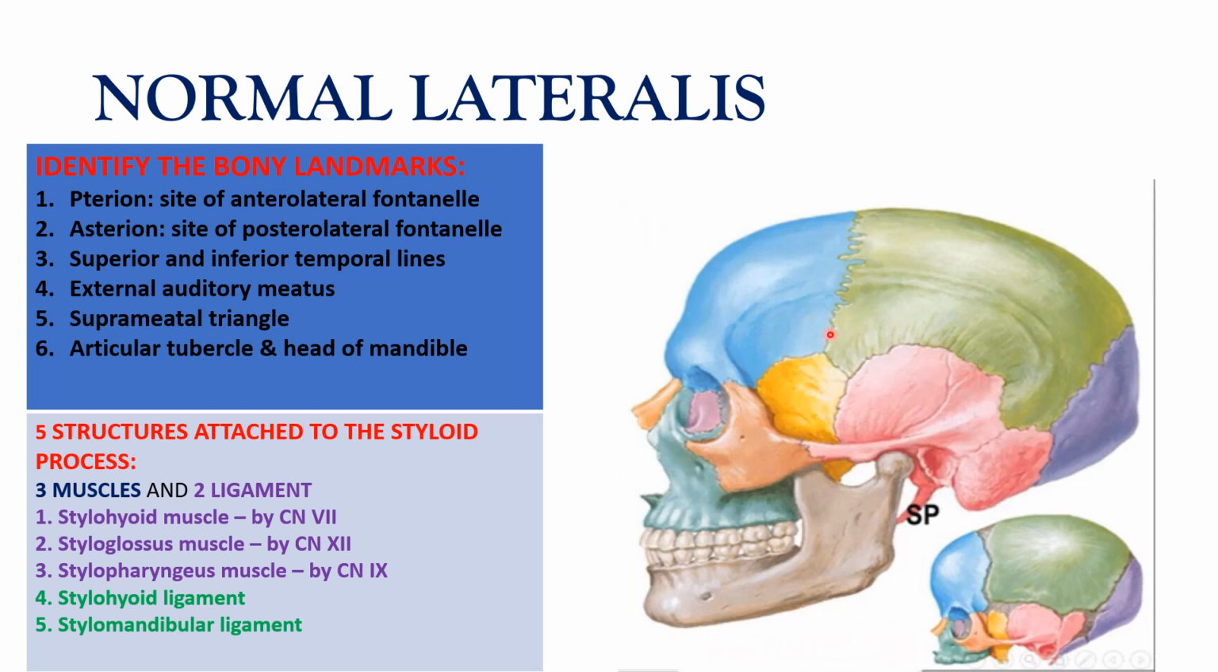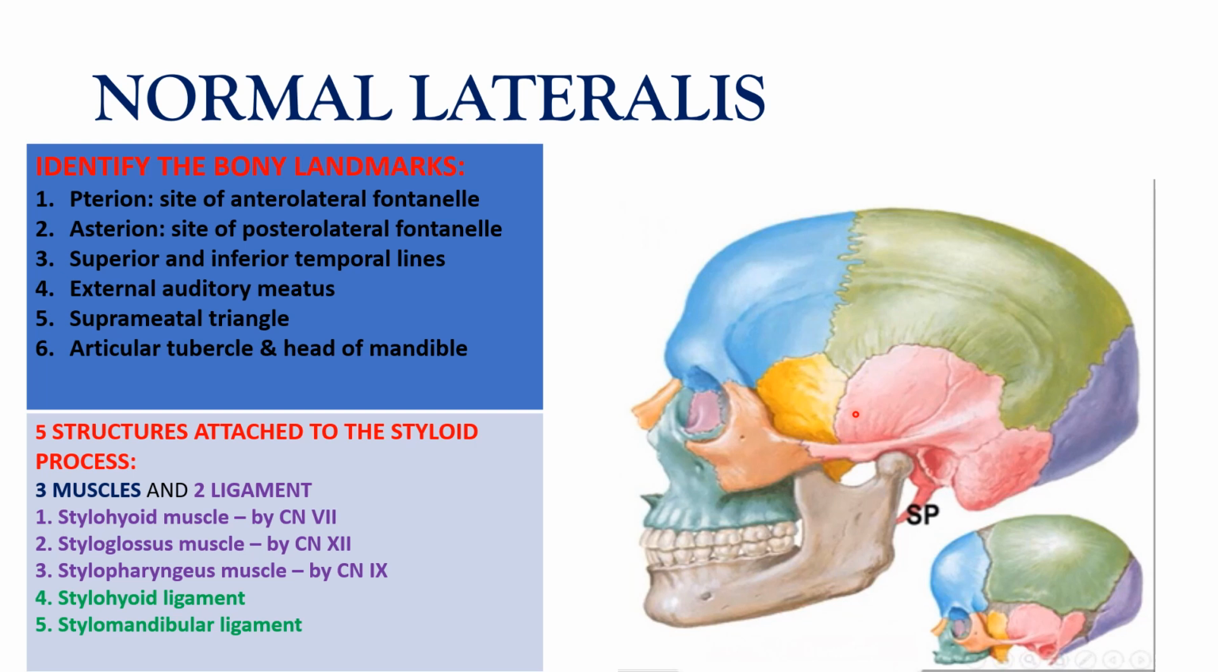Now, what is the clinical importance of the pterion? The pterion overlies a very important blood vessel, which is the anterior branch of the middle meningeal artery. So, a fracture of the pterion can injure this blood vessel, the anterior branch of the middle meningeal artery, to cause an epidural hematoma.